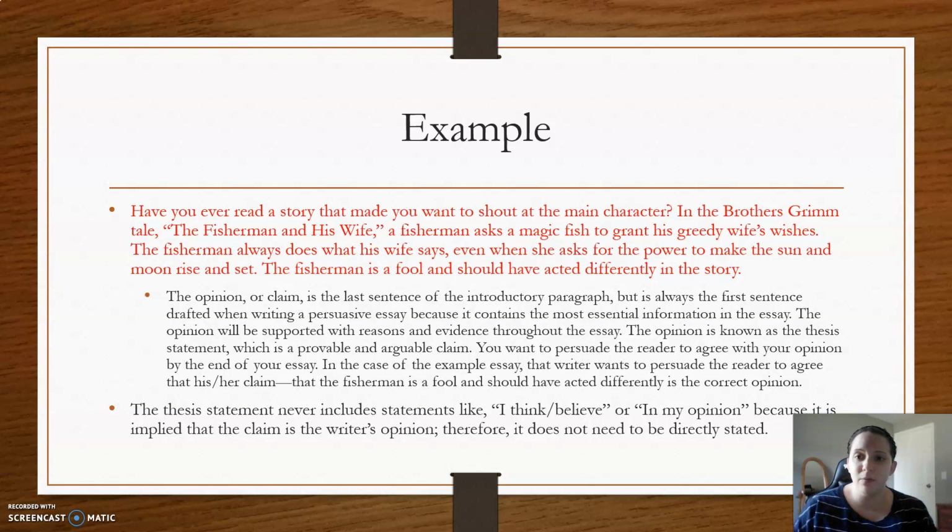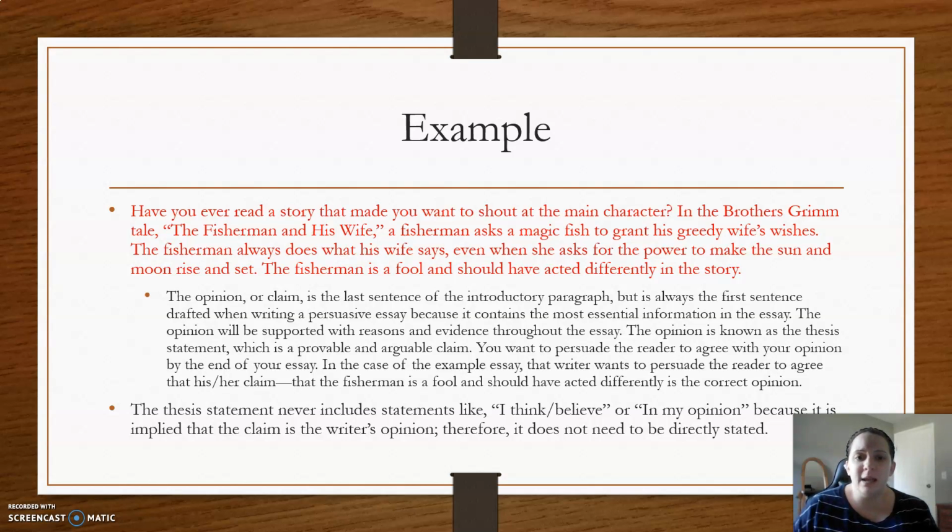For example, the first part that's in red was the introduction for my example persuasive essay. Have you ever read a story that made you want to shout at the main character? In the Brothers Grimm tale, The Fisherman and His Wife, a fisherman asks a magic fish to grant his greedy wife's wishes. The fisherman always does what his wife says, even when she asks for the power to make the sun and moon rise and set. The fisherman is a fool and should have acted differently in the story. That is my introduction, and it has my claim within it. My claim is that very last sentence: the fisherman is a fool and should have acted differently in the story.